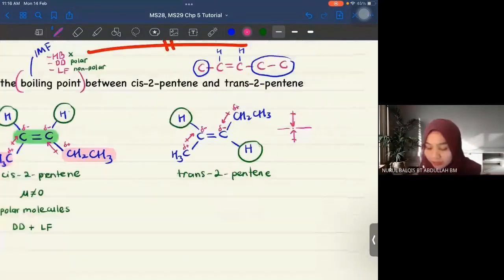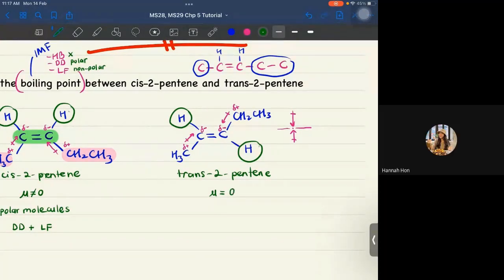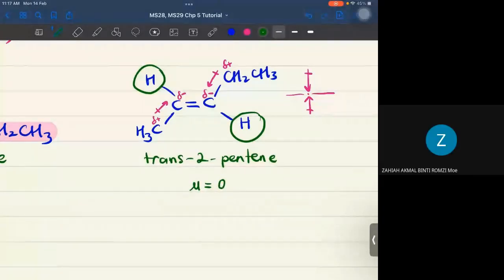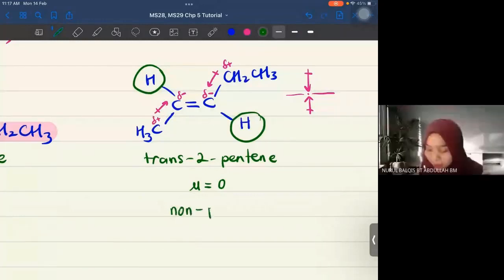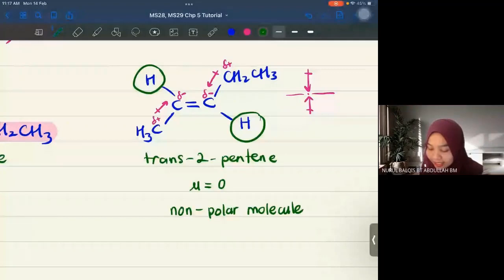Okay, so what kind of conclusions can be made here? In terms of their mu, the resultant dipole moment, will it equal 0 or not equal to 0? Equal to 0, because the bond dipoles can cancel out each other. Means they belong to non-polar or polar molecules? Non-polar. Bila ada non-polar molecules interact with non-polar molecules, what kind of intermolecular forces present? London forces.